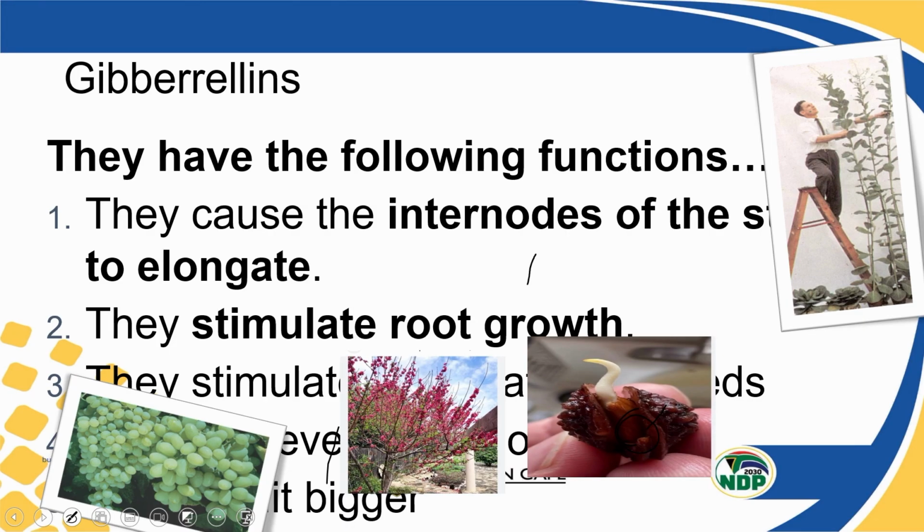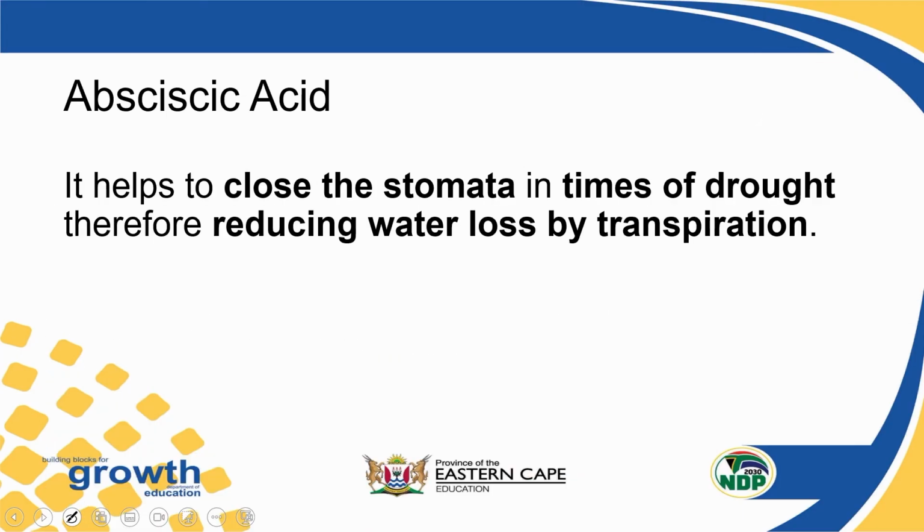Also, gibberellins are responsible for making our fruits bigger. If farmers need to make their fruit bigger than the normal fruit that will grow in our backyard gardens, they will spray gibberellins so that we get bigger fruit. If you go to Woolworths or Spar, you will find the size of the fruit there is different from the size of the fruit that grows in our back gardens, because they have been sprayed with gibberellins. They make those fruit bigger in terms of size.